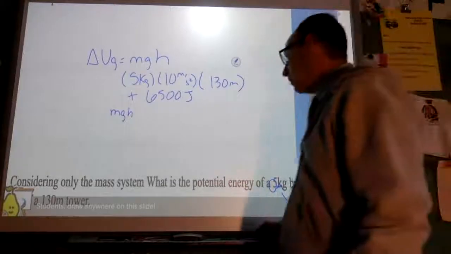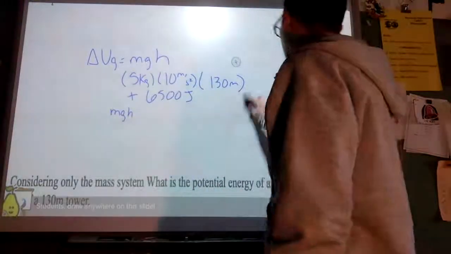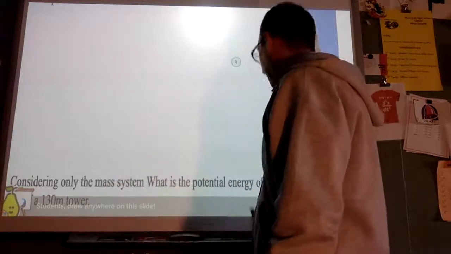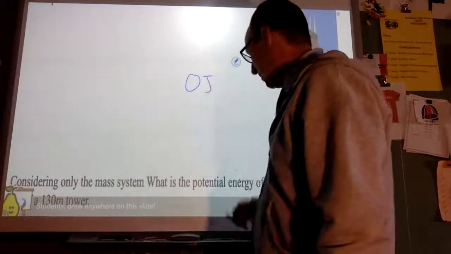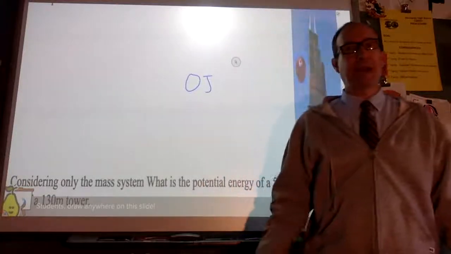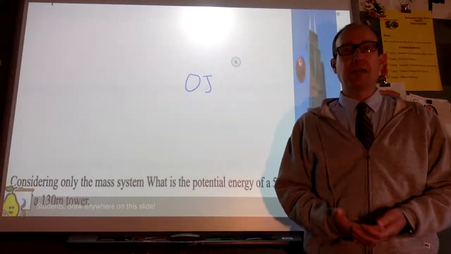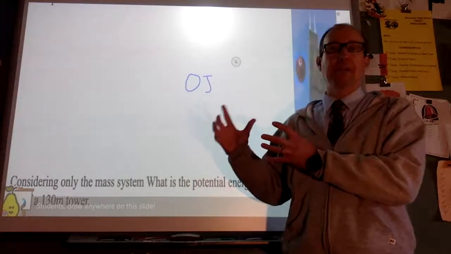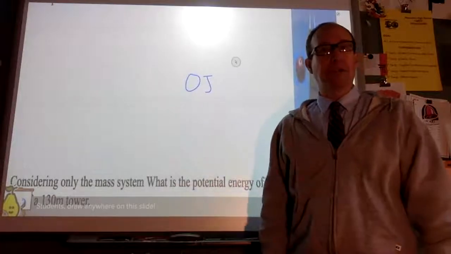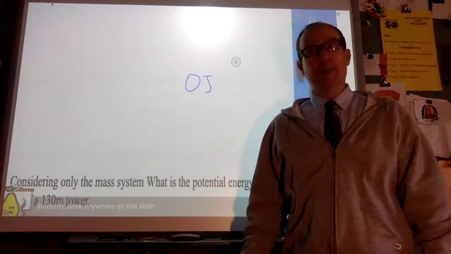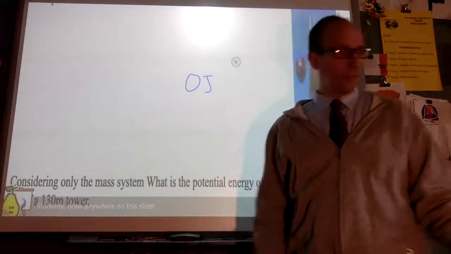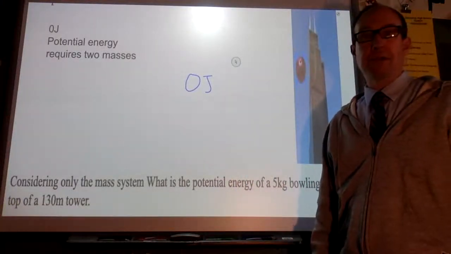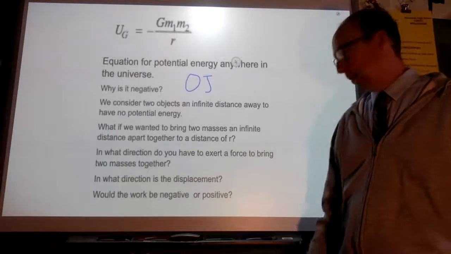All right, considering only the mass system, what is the potential energy of the bowling ball at the top of the tower? This is 0 joules. And this might seem weird, but AP seems to have this as something they want to focus on. You need to realize that the system can be just the bowling ball, and if it is, it doesn't have any potential energy. The bowling ball by itself can have other types of energy, which I'll introduce in the next part. So the potential energy is going to require two masses.